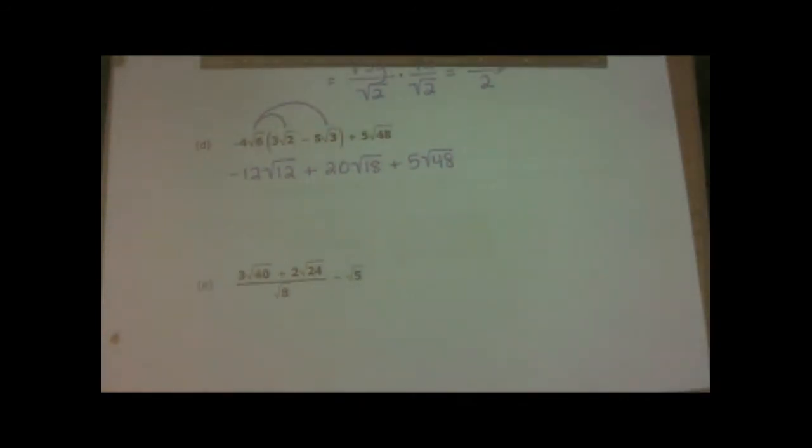Negative times negative will give me positive. 4 times 5 is 20. Square root of 6 times the square root of 3 is the square root of 18. Plus, then I have 5 square roots of 48. Now we need to simplify all three of these radicals to see if we can combine any like terms.